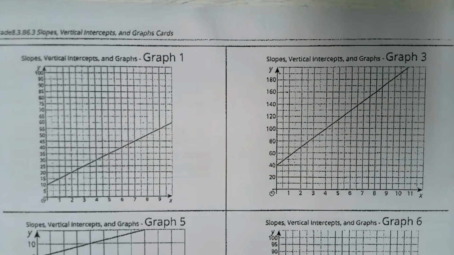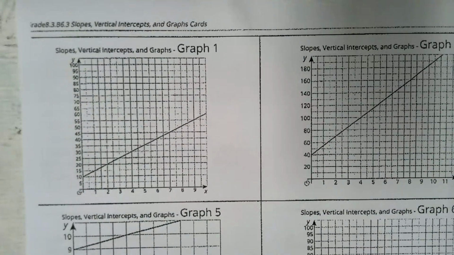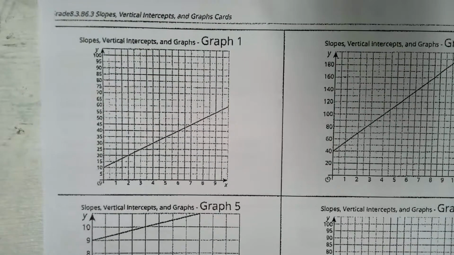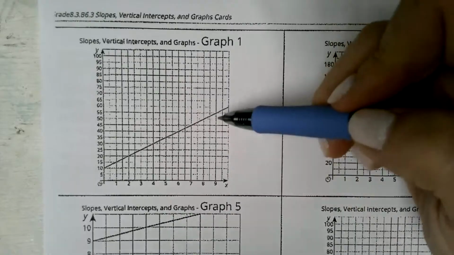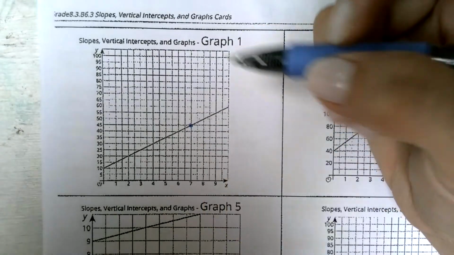So on graph 1, I know our graphs are a little spotty. Okay, you don't have to tell me that. I know that. So on graph 1, we need to find 2 really good points. So remember, good points is where my line passes through an intersection. So a good point would be here, and another good point would be here.